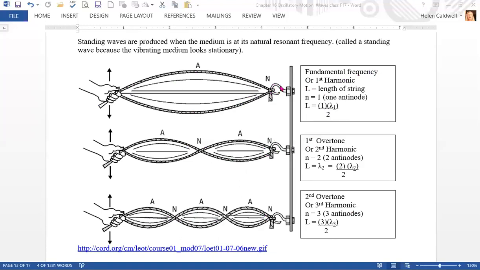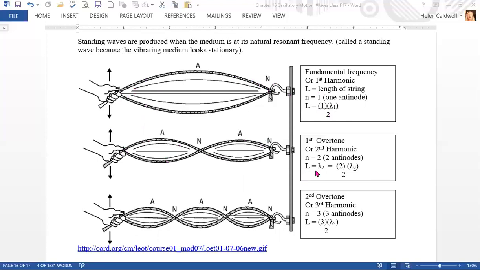If the length of the string is L, and little n is the number of antinodes you have, or loops, so 1 loop, 2 loops, 3 loops, then the relationship between the length of the string, the number of loops we see, and the wavelength will be that L equals, for the first one, where n is 1, 1 times lambda sub 1 divided by 2. So it's a half a wavelength. Remember, a wave, you come up and you go down. So this is half of that, half a wavelength. This is a whole wavelength.